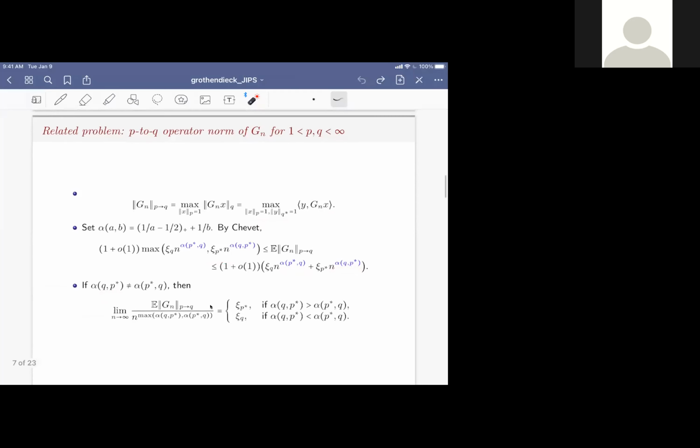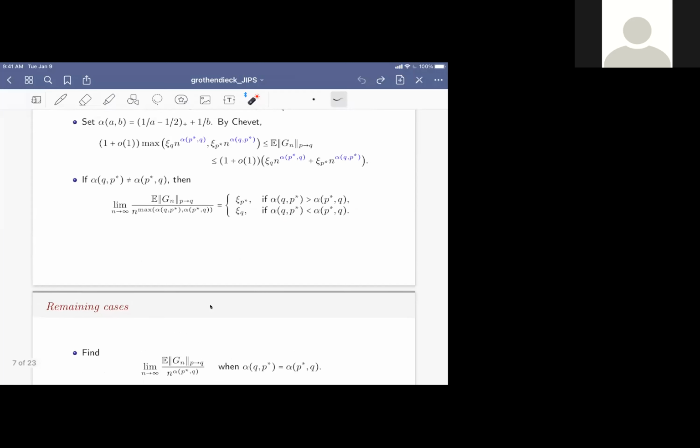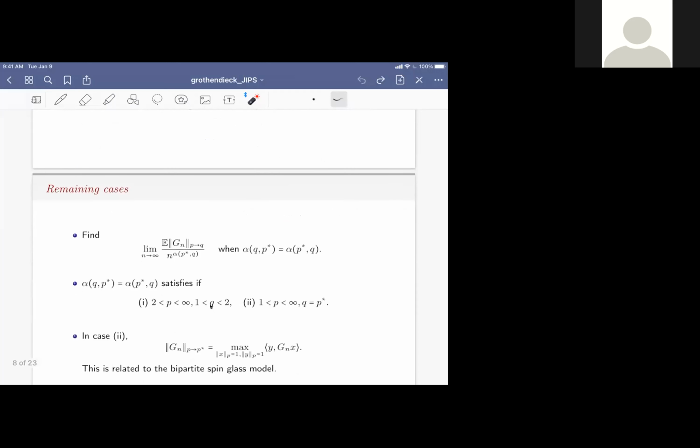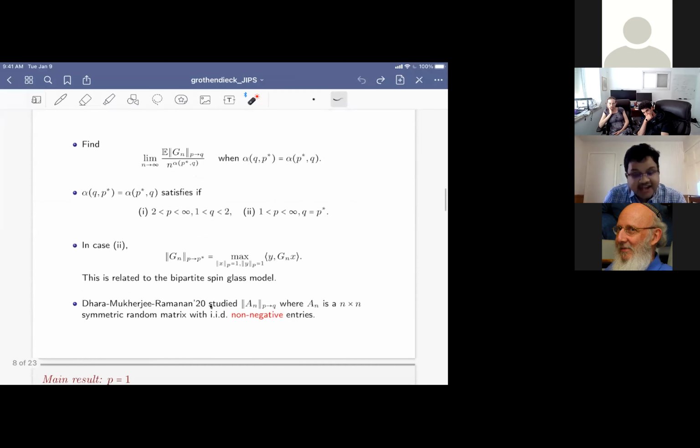But of course, the more interesting case is perhaps when we have equality of the exponents, and in that case, the inequality is not strong enough to imply convergence, let alone the limiting constant. This equality holds in two cases: when p is between 2 and infinity and q is between 1 and 2. And another case is when q is basically the Holder conjugate of p.